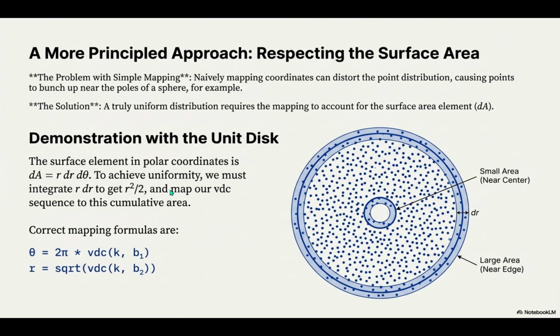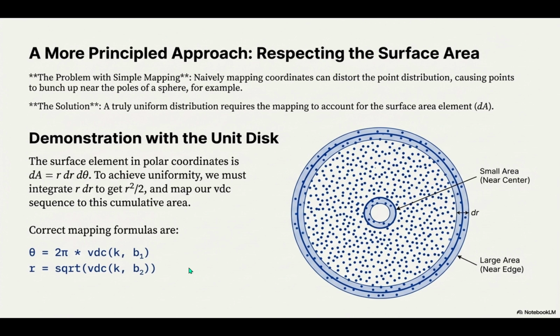Right, so on a flat disk, we use polar coordinates, radius and angle. As you move out from the center, the circumference gets bigger, right? The area element is r dr dθ. That r term is the key. Because if you just sample the radius r linearly, you'll get a dense cloud of points near the center where the area is tiny. Correct. So to compensate for area growing with r, you have to sample r non-linearly. You use the square root of the VDC sequence. So r = sqrt(VDC(k, base 2)). And the square root function pushes the points outwards towards the edge where there's more area to cover. Exactly. It forces the points to spread out, guaranteeing a uniform distribution across the whole disk.